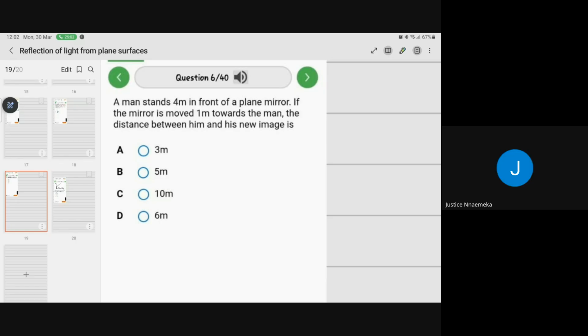I answered 3 meters. 3 meters was the distance from the man to the mirror, not the image. Right? Yes, so it will be double, 3 times 2, because always remember that image distance is equal to object distance, the one behind the mirror. Is that okay? So what you calculated as 3 meters is the distance of the man from the mirror. You get the point now.